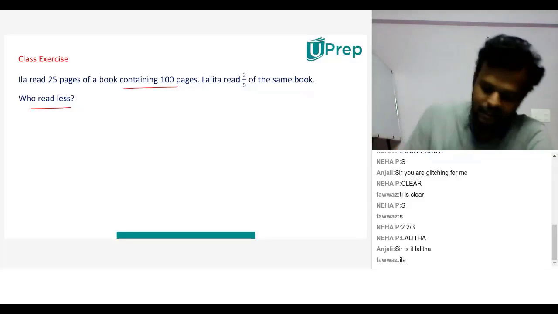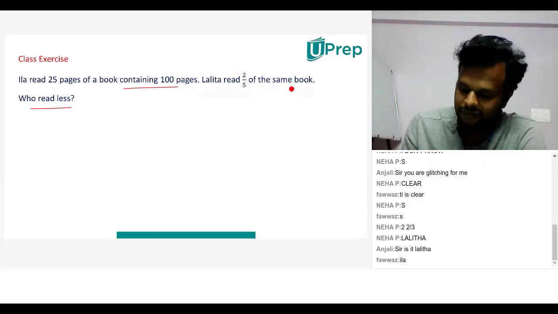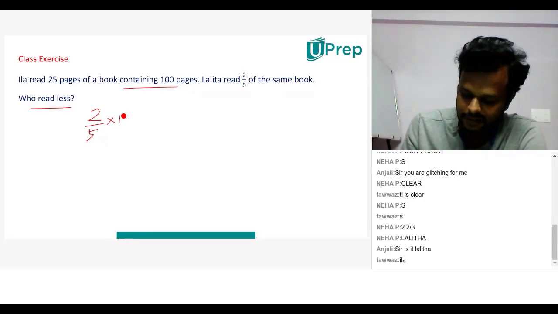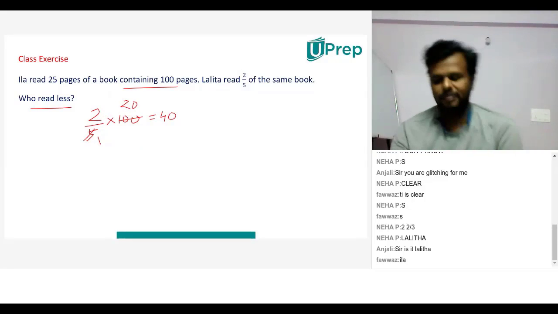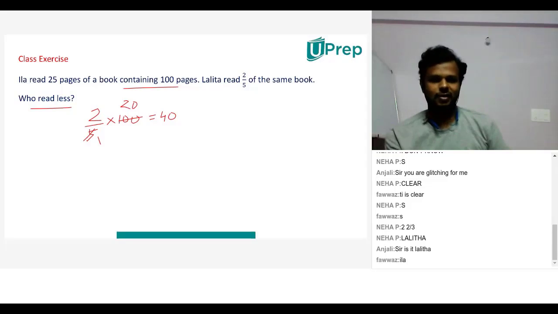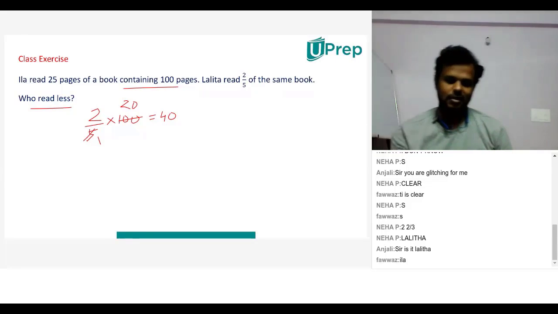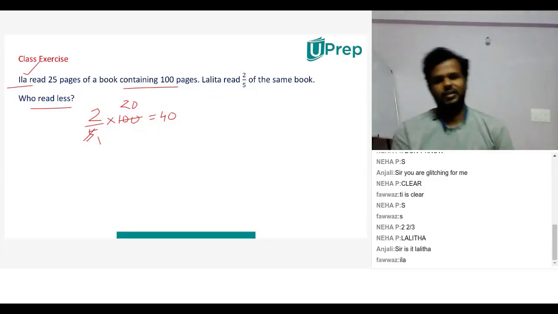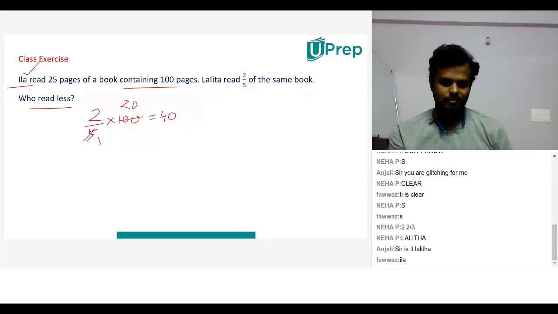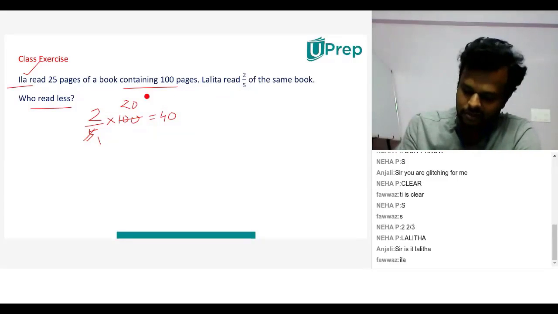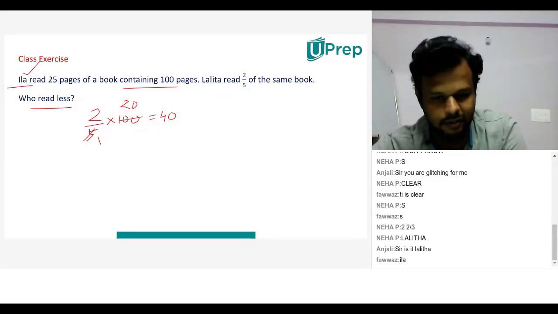So children, the other way of doing it is: Lalita read 2 by 5th of the same book. So we multiply 2 by 5 into 100, isn't it? So this is 5 20s, and 20 into 2 becomes 40. So the number of pages read by Lalita is 40. Now who read less? It is Ela who read less, isn't it? So that is the answer. I did division, not multiplication. That's okay. You just need to make sure that you know this method also. Okay, sir.